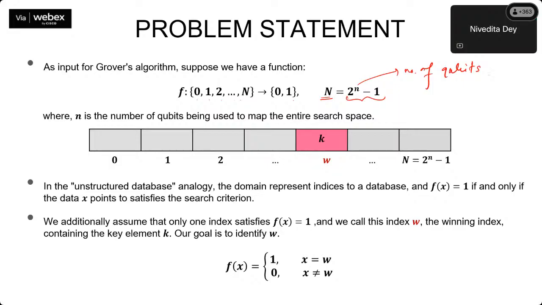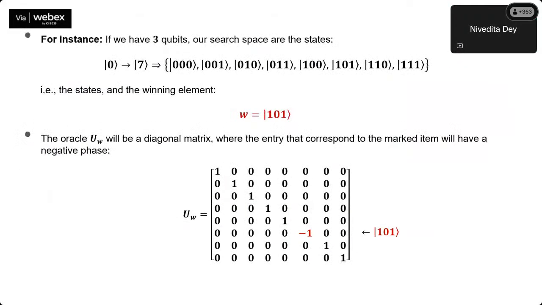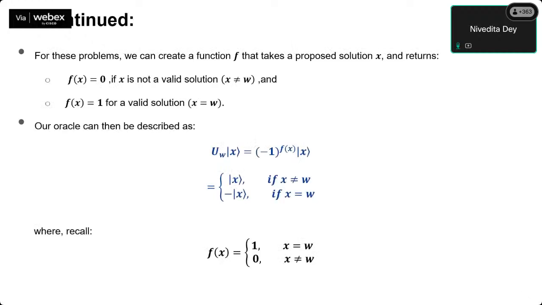Okay, let me just directly jump over here. What I'm talking about is, let my capital N be 2 to the power n, so that our input is an n-qubit data.